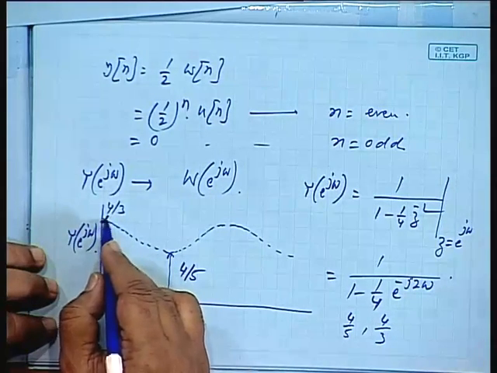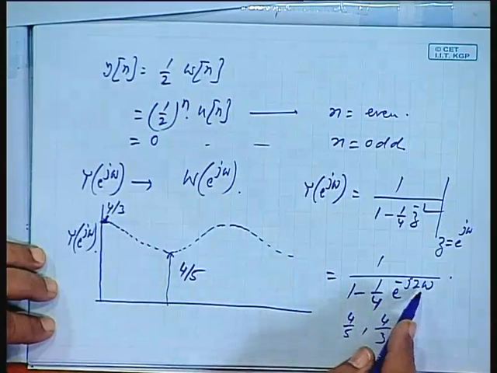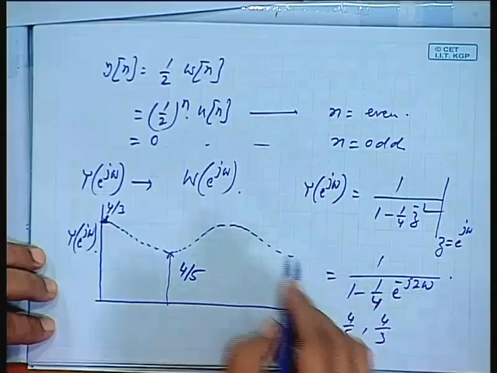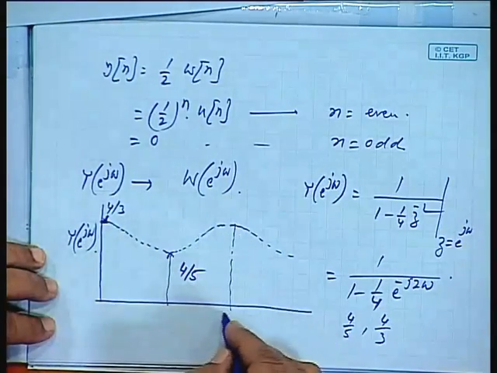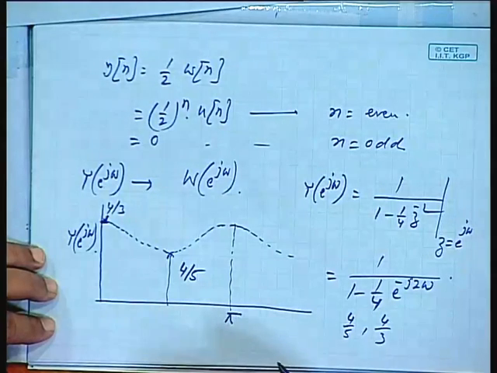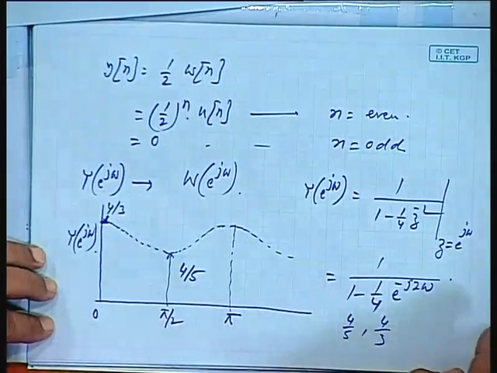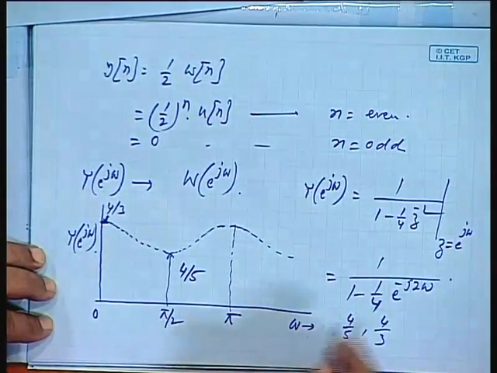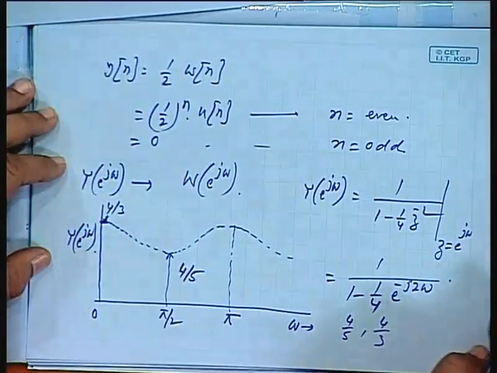So, 4 by 3 is this magnitude, 4 by 5 is this magnitude and it oscillates. What would be the frequency? Twice omega. So, it comes back again in this position after an angle of pi instead of 2 pi. Is that all right? So, this multiplied by 2 will be W.